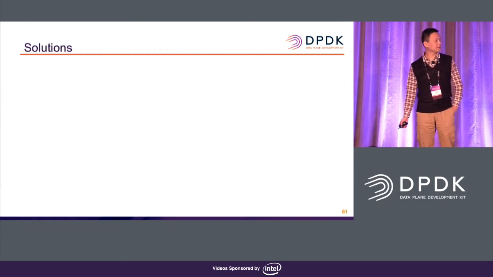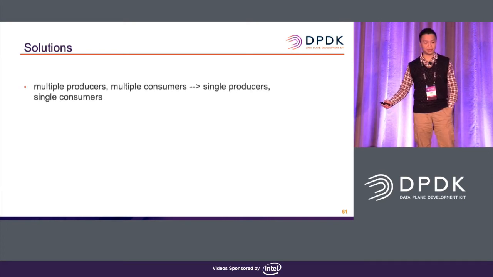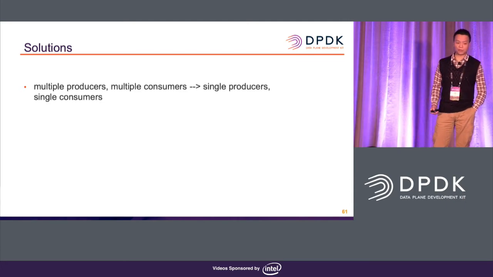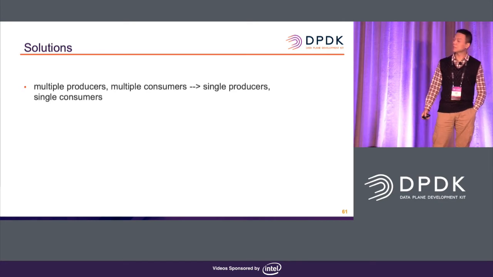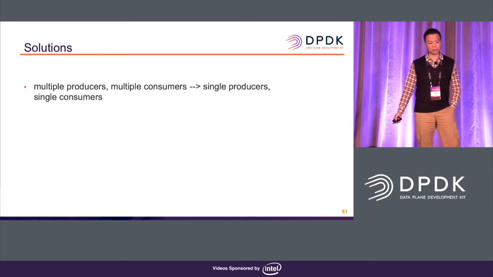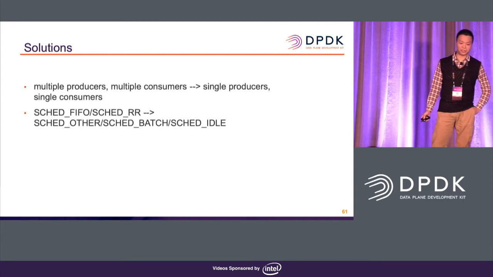And solutions, there are a lot of solutions that the DPDK community suggested. The first one is to modify the multiple producers to a single producer, or choose a single consumer to replace multiple consumers. Or we can choose the schedule policy, not using FIFO or RR, but choosing SCHED_OTHER, SCHED_BATCH, or SCHED_IDLE.